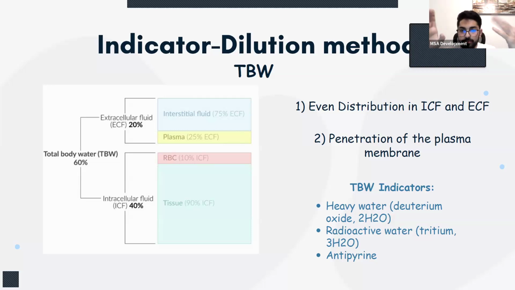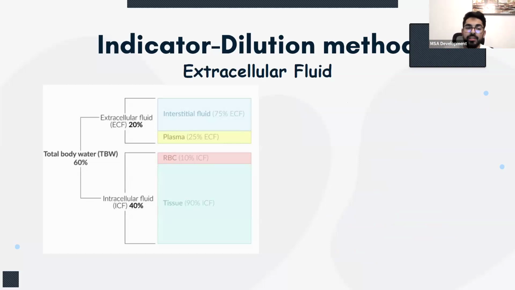But again, if you want to calculate total body water, this indicator needs to distribute evenly across ICF and ECF, and it needs to be able to penetrate the plasma membrane to do so. Okay, because intracellular fluid, it needs to penetrate the membrane to reach it. What about if you are measuring extracellular fluid? So you injected a certain indicator into the bloodstream, and you only wanted it to stay outside the cells, and measure extracellular fluid volume.